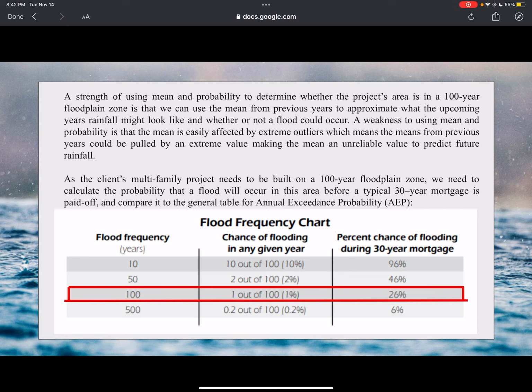Because the project needs to be built on a 100-year floodplain zone, we need to calculate the probability that a flood will happen in the area before a typical 30-year mortgage is paid off, and then compare that value to a general table of annual exceedance probability. As you can see from the flood frequency chart, the flood frequency at 100 years has a 1 out of 100 or 1% chance of flooding in any given year, and the percent chance of flooding during a 30-year mortgage is 26%.